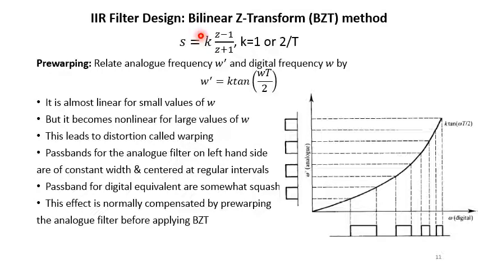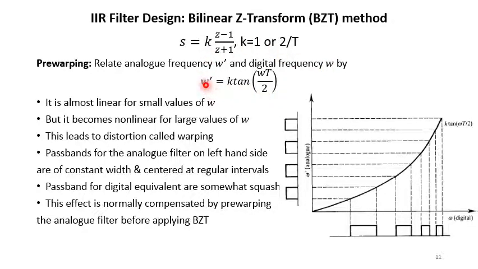So to overcome this problem, we will use pre-warping. Pre-warping is the way in which we can get rid of this problem, and in this technique we relate the analog signal frequency, which is omega prime, and the digital signal frequency, which is omega, by this expression.